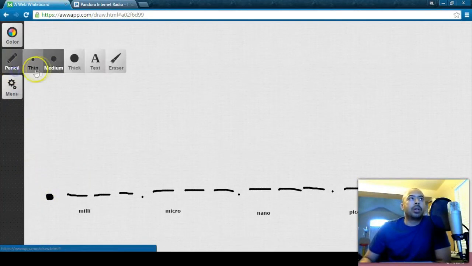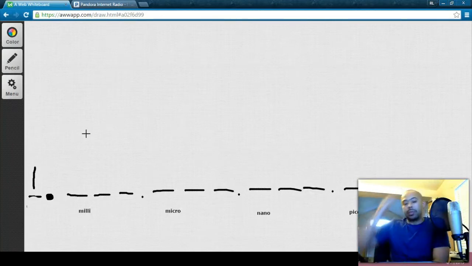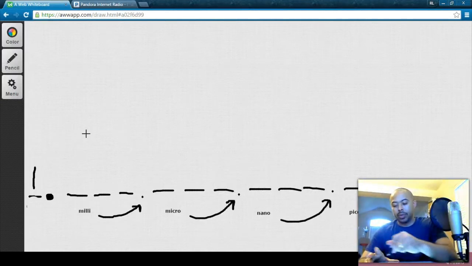In this case, if I was to write the number 1, it would go here. So this is the main decimal right here that's going to separate my numbers greater than 1, which are over here, from my numbers that are less than 1 over here. Okay, so dealing with numbers less than 1. Let's say you were given 100 micro is how many milli? Well, we have to find the decimal place for micro. That's for milli, that's for micro, that's for nano, and that's for pico.